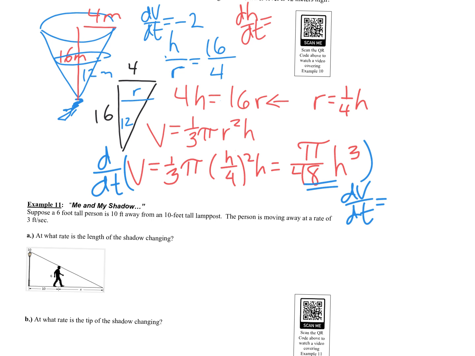Pi, I'll take that part. I like it. 3 over 48, so 16. Pi 16ths, h squared, dh dt.